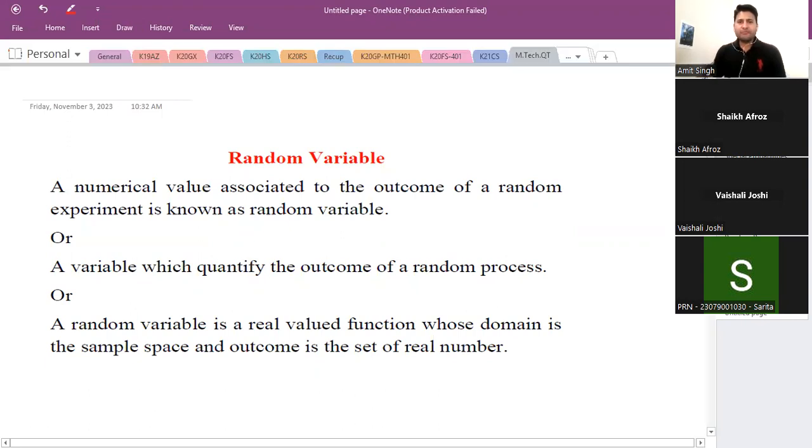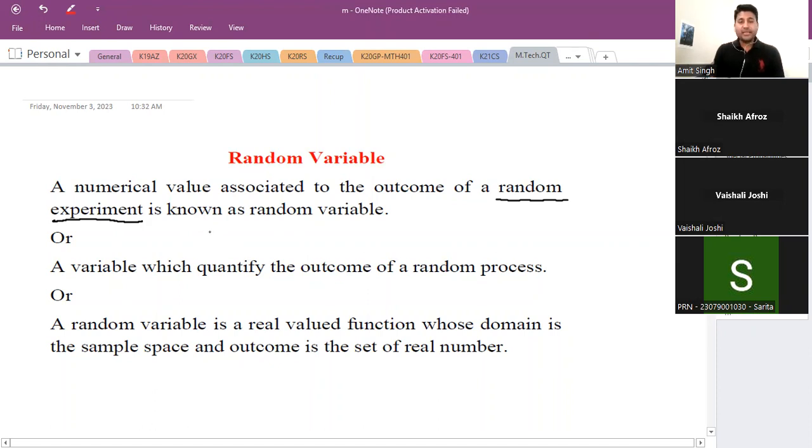Here one more term comes into the picture, which is random experiment. So what is a random experiment? An experiment whose output is not decided in advance is known as a random experiment. It means we can decide the set of outputs, but not exactly what the output will be after the experiment. Such an experiment we call a random experiment.